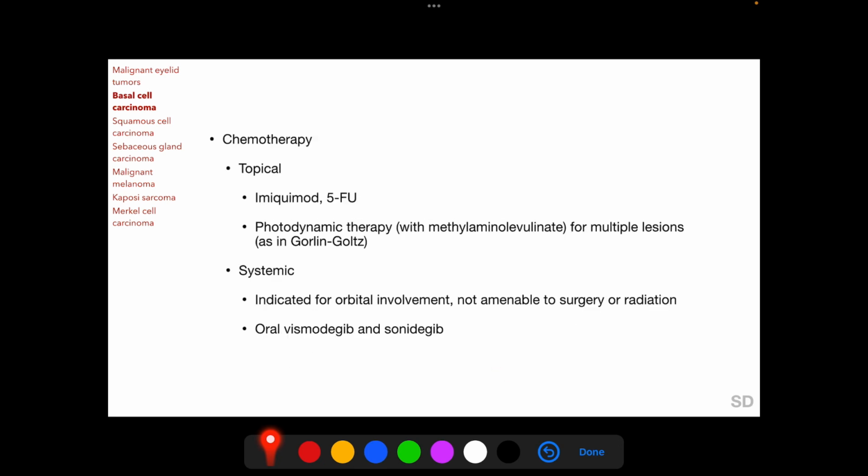Chemotherapy is also an option for poor surgical candidates, and chemotherapy can be given topically with imiquimod or 5-fluorouracil. Photodynamic therapy with methyl aminolevulinate is an option for patients with multiple lesions such as is found in Gorlin-Goltz syndrome. Systemic chemotherapy is indicated for orbital involvement which is not amenable to surgery or radiation. And options for systemic chemotherapy for basal cell carcinoma include oral vismodegib and sonidegib.